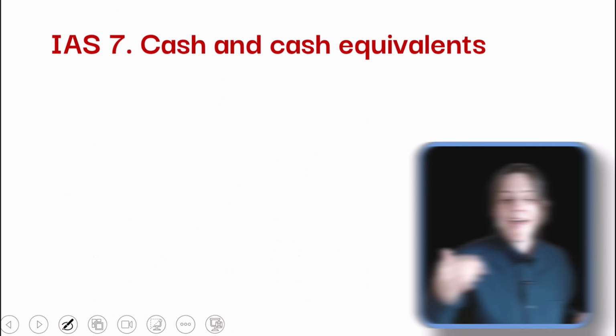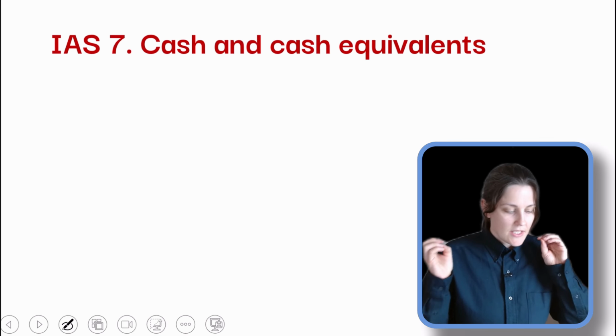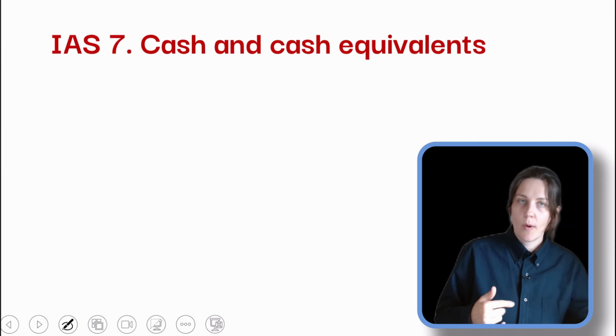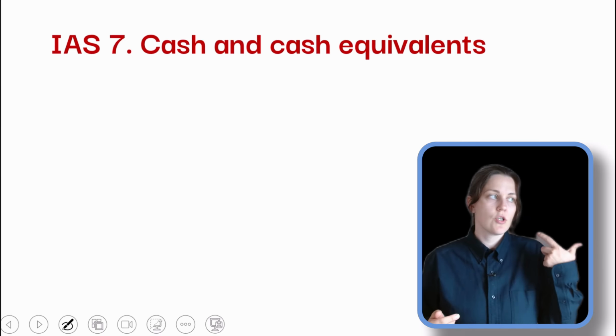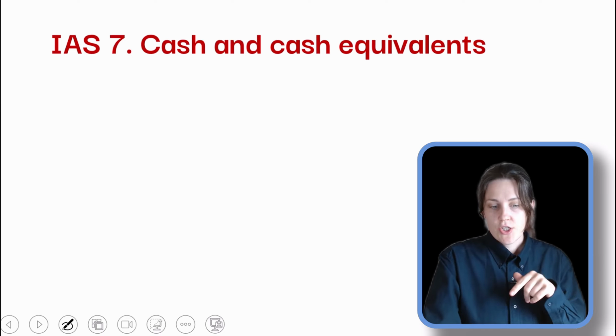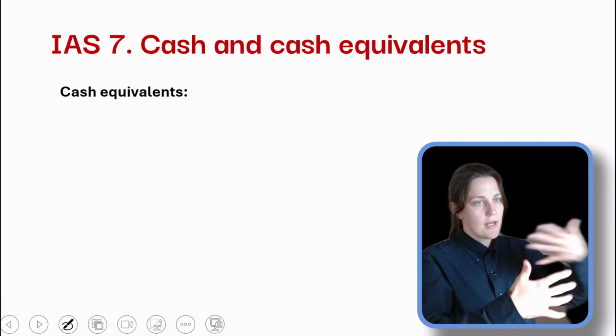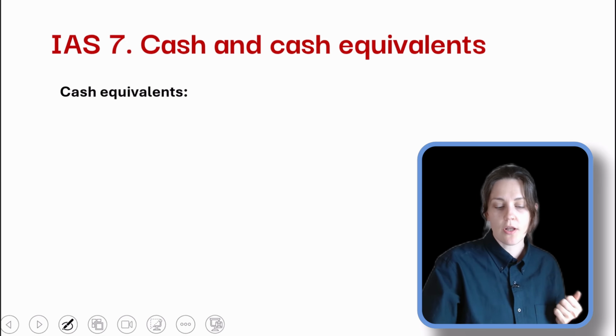Do it now. The next standard, IAS 7, cash and cash equivalents. Tested quite regularly in question 2, can be tested in question 1 if you are getting tested on the cash flow statement. Cash equivalents, and in here I looked at the standard, I looked at the definition, and now I'm giving you those key logical arguments.